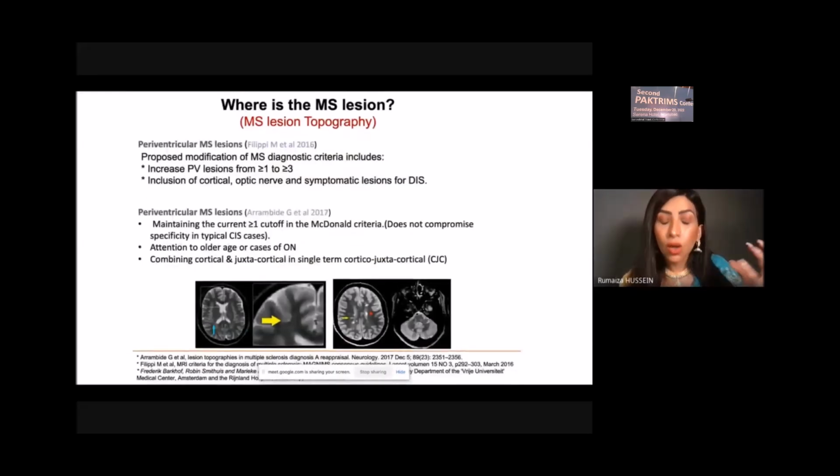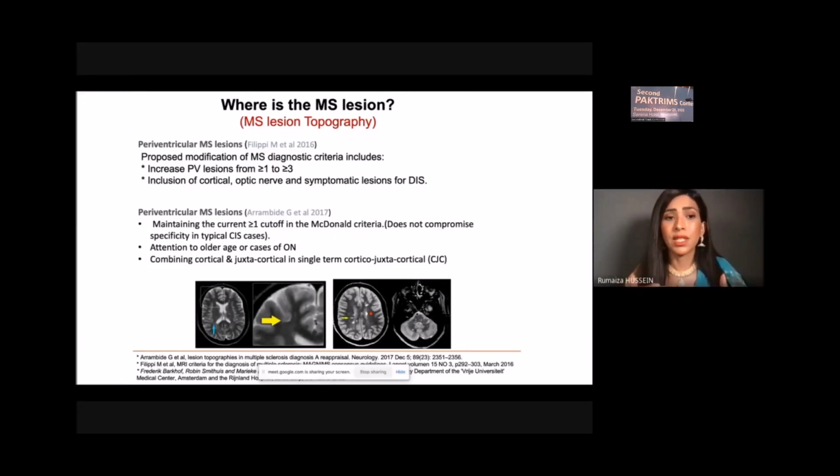Again, when we go deeper into the periventricular itself, between 2016 and 2017, there were a lot of papers talking about those lesions by themselves, and they proposed some modifications within the MS diagnostic criteria, such as an increase in the periventricular lesions from 1 or more up to 3 or more. Inclusion of cortical, optic nerve, and symptomatic lesions within dissemination in space.